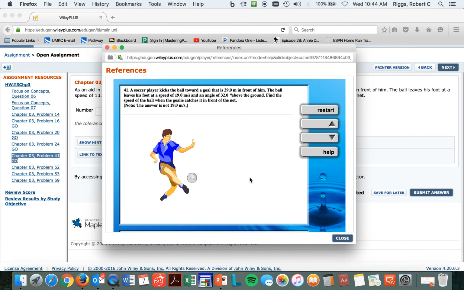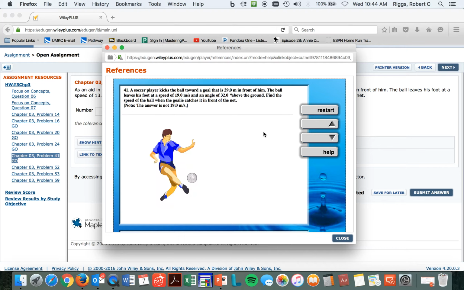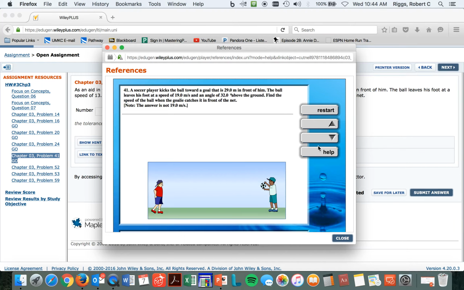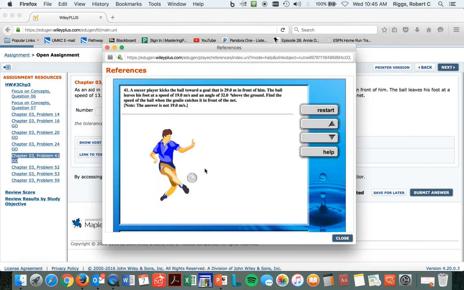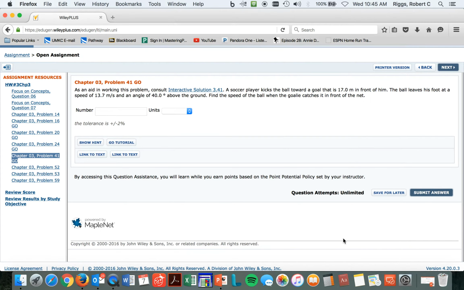All right, so in other words, what they're trying to show you is, notice, restart. Okay, now notice what happens. See, he kicks it from here and he catches it up here. So it's not going to be the exact same. That's what they're trying to tell you. It's not going to be the exact same thing.